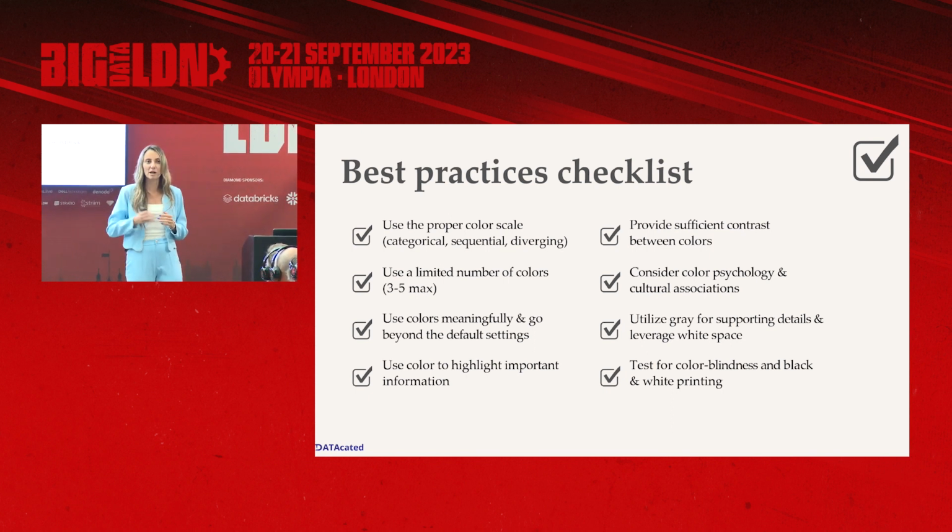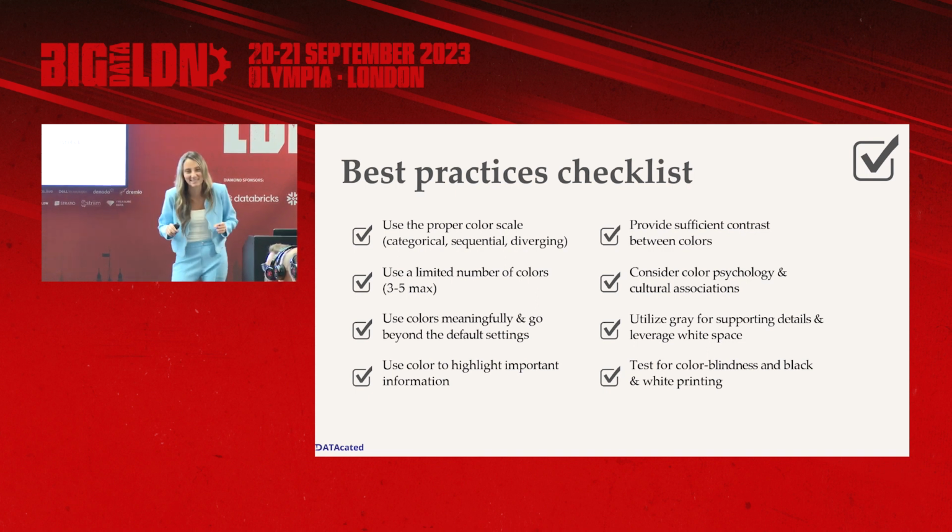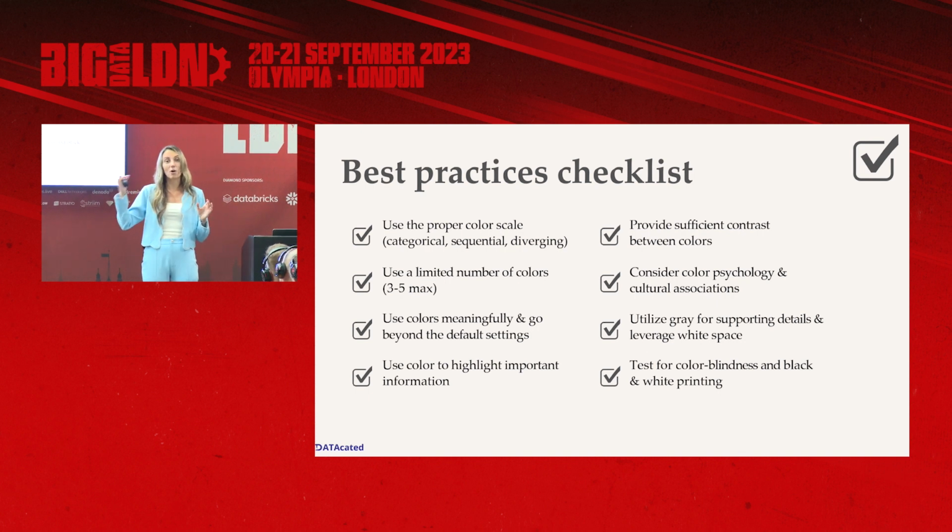But if you are truly unaware of who's going to receive the message, if you're not sure who's going to get that email with your data viz or come to your presentation, I say go with gray, blue, orange as a safe bet. I keep looking at your orange too. So use gray for supporting details and leverage all the white space you can get. When I started the talk, I said black, white, and gray are also colors. Use them to your advantage.